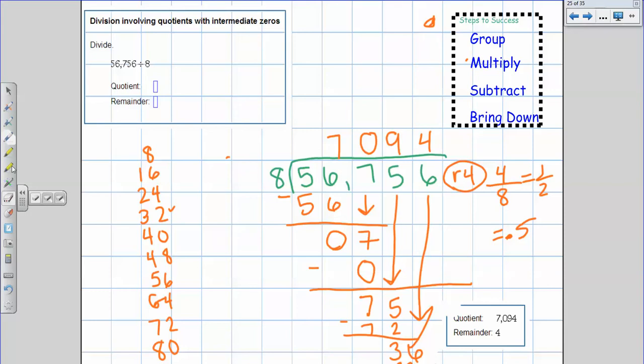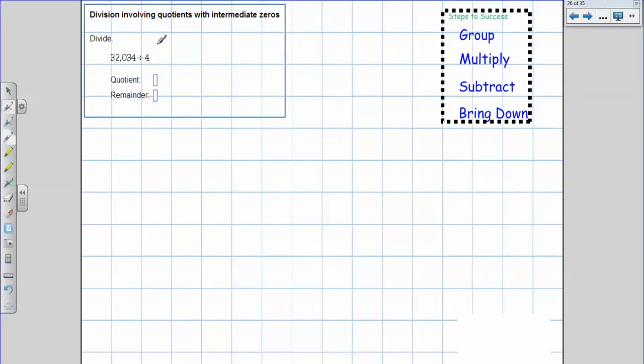If you need to see another one of these, we're going to do one more. So I'm going to start by writing my problem out. We have 32,034, and I'm dividing that by 4. So here's my original problem.